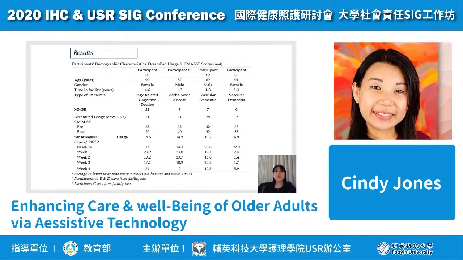3 of the participants live in the secure dementia unit with either vascular dementia or Alzheimer's disease. The remaining participant resided in low care with age-related cognitive decline. Overall, participants used DreamPad 82% of the time.